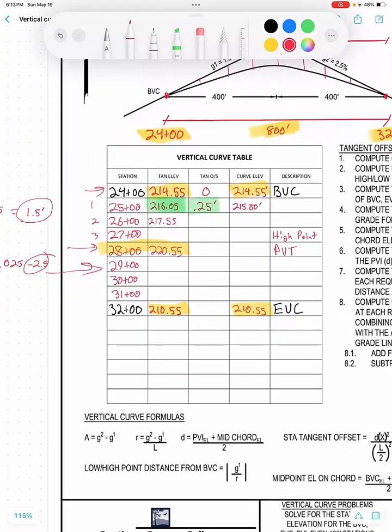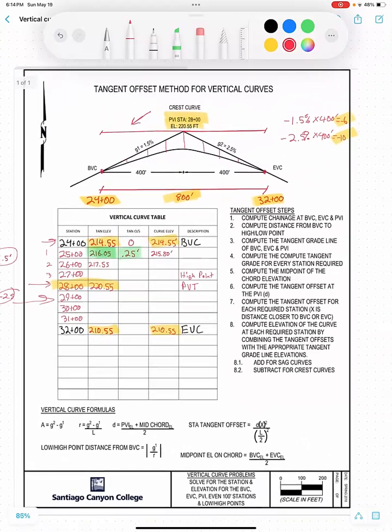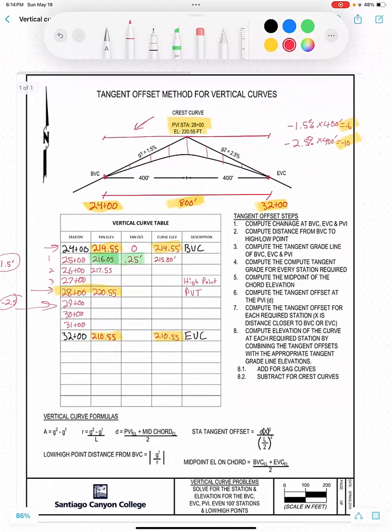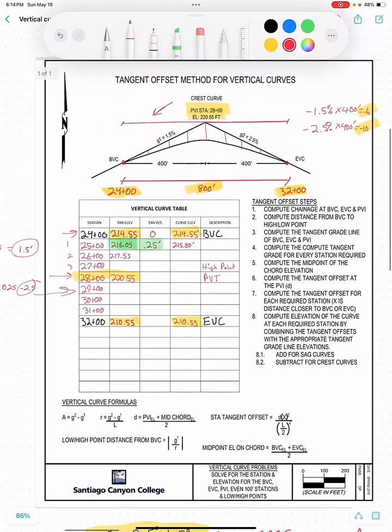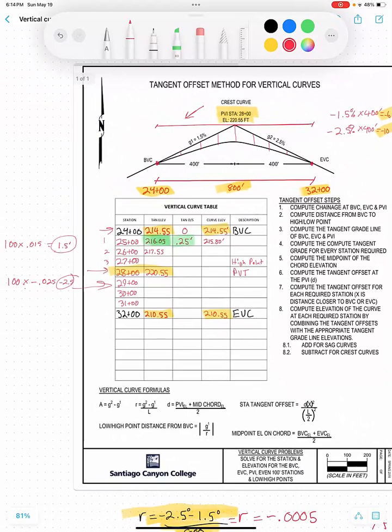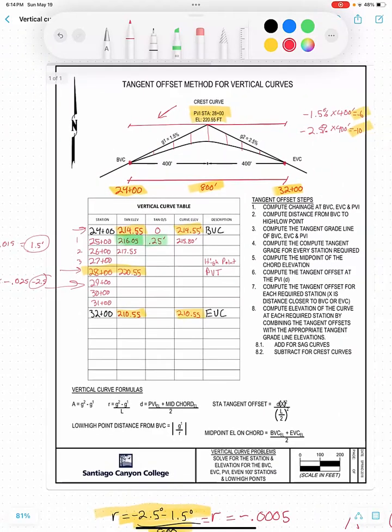The rest of this is just going to get worked out in the exact same way. I don't want to do the entire thing for you, but that should give you a really good foundation on exactly what all these numbers are doing, and how to calculate along that for both the tangent offset and the curve elevation. If we do all that, we should be able to fill in the whole chart, and we'll have completed steps 1 through 8.